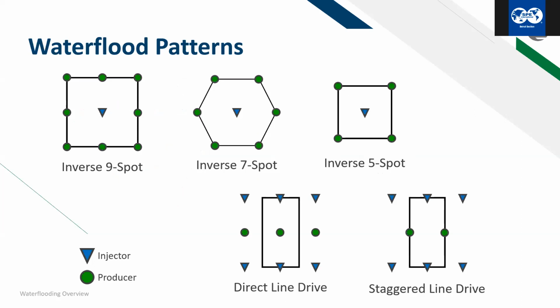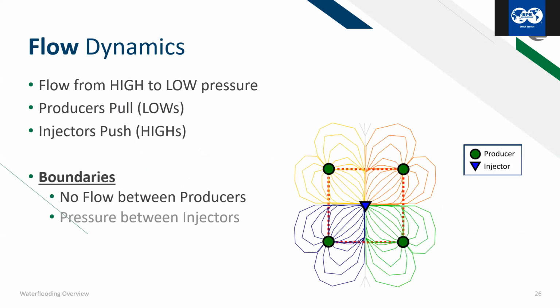So why do I say that water flood patterns improve aerial efficiency? Well, that really comes down to flow dynamics, right? So as I said before, fluids in the reservoir are going to flow the path of least resistance. That's just kind of a rule of nature.